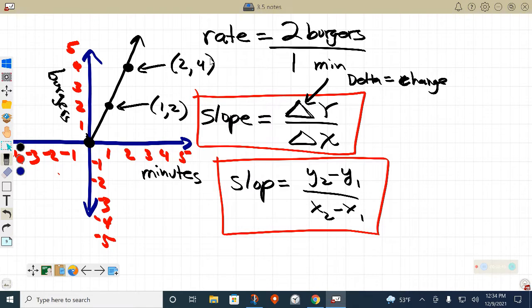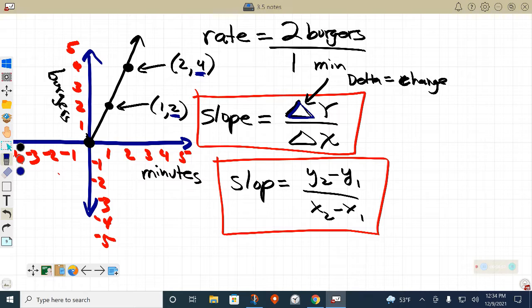Now, look what I mean by change. The change in y values. Look at 2 to 4. How much change took place from 2 to 4? To go from 2 to 4, what's the amount of change that has to take place? There's a change of 2 units, in this case, burgers. So to find the change between 4 and 2, all you gotta do is subtract them. Watch. 4 minus 2.